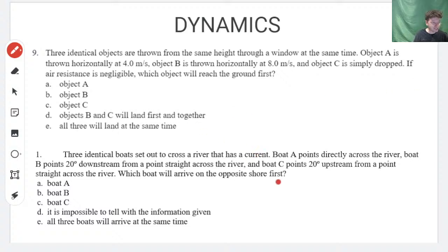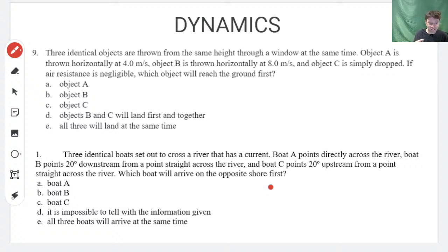All right, first question. 3 identical objects are thrown from the same height through a window at the same time. Object A is thrown horizontally at 4 meters per second. Object B is thrown horizontally at 8 meters per second. And object C is simply dropped. If air resistance is negligible, which object will reach the ground first?